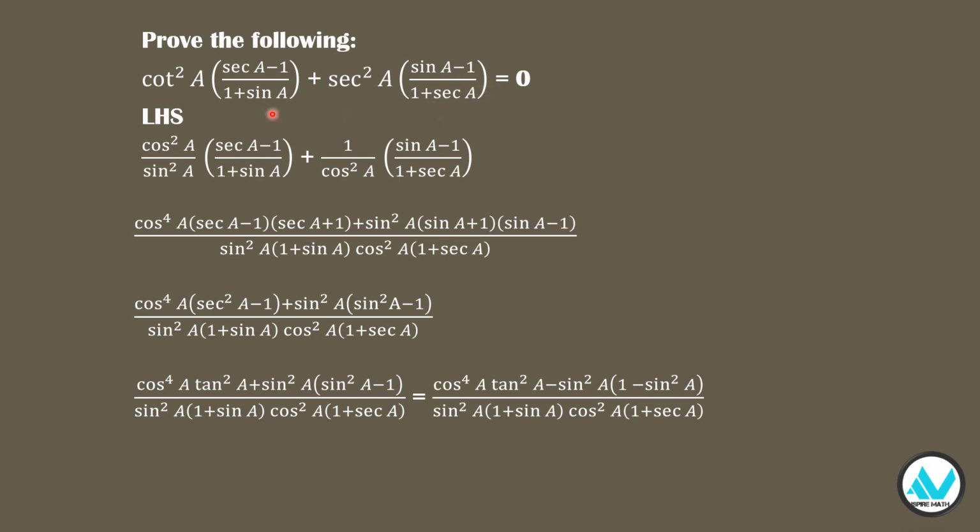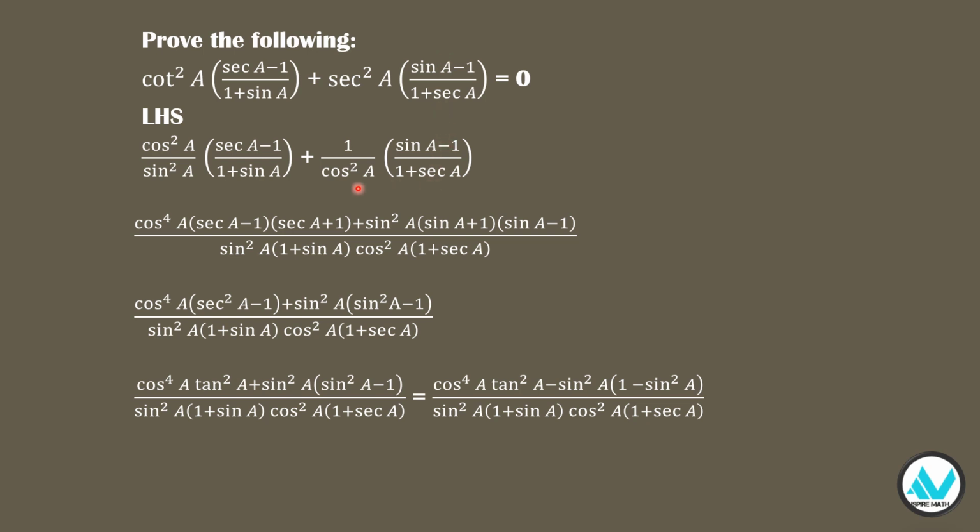Now let me take the LHS. In place of cos square a, let me write it as cos square a by sin square a into (secant a minus 1) by (1 plus sin a), plus in place of secant square a, let me write it as 1 by cos square a into (sin a minus 1) by (1 plus secant a).